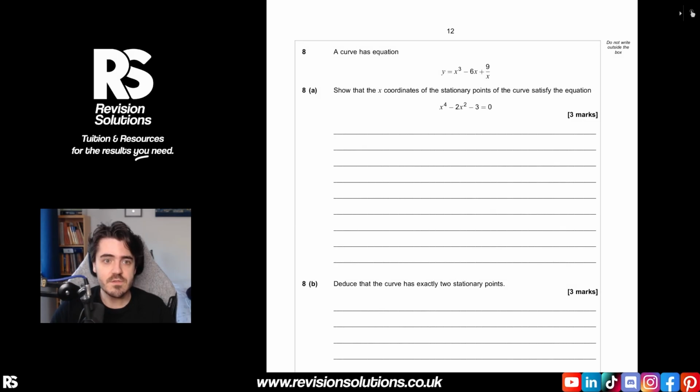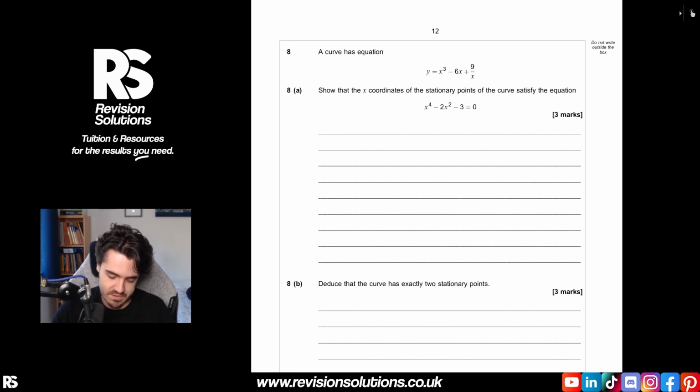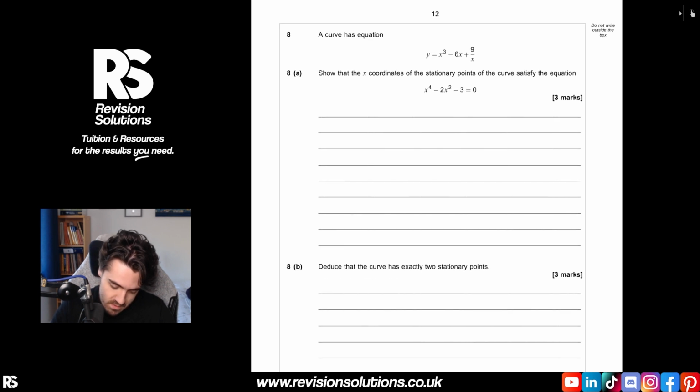Question 8 now says, a curve has equation y equals x cubed minus 6x plus 9 over x. Show that the x coordinates of the stationary points satisfy x to the 4 minus 2x squared minus 3 equals 0. So to find the stationary points of any equation, we're going to simply set the derivative equal to 0. So we need to find the derivative first. So starting with our equation, we have y equals x cubed minus 6x plus 9x to the minus 1.